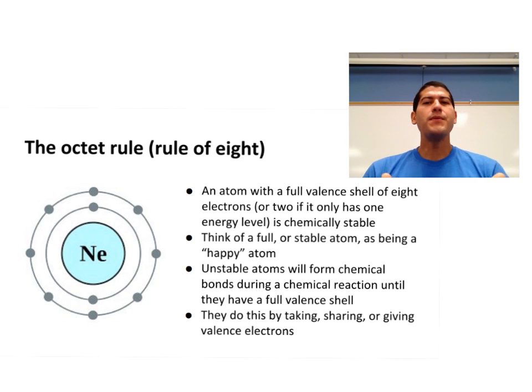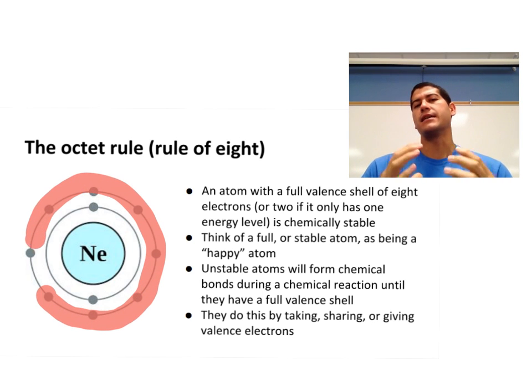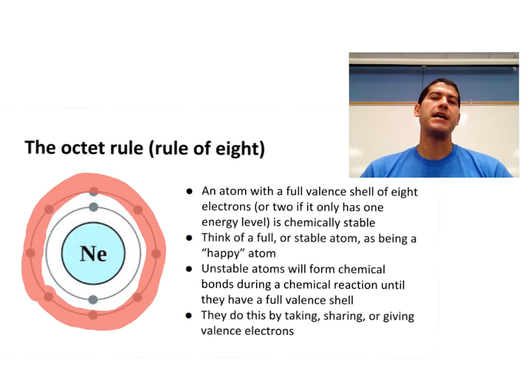An atom is only chemically stable if it has a full outer shell of valence electrons. You can think of an atom with a full valence shell as a happy atom because it's become stable. The octet rule states that atoms will give, take, or share valence electrons until their outer layer is completely full, like this neon atom.